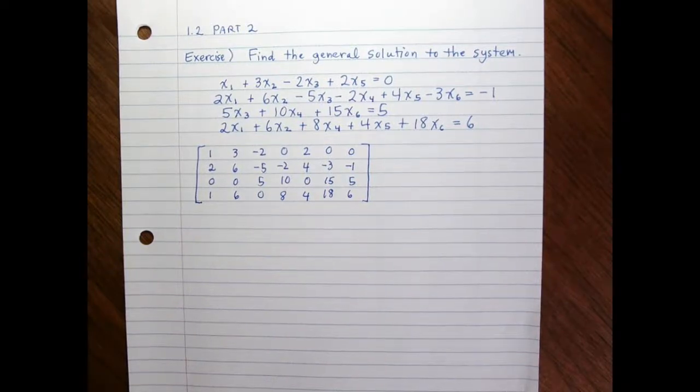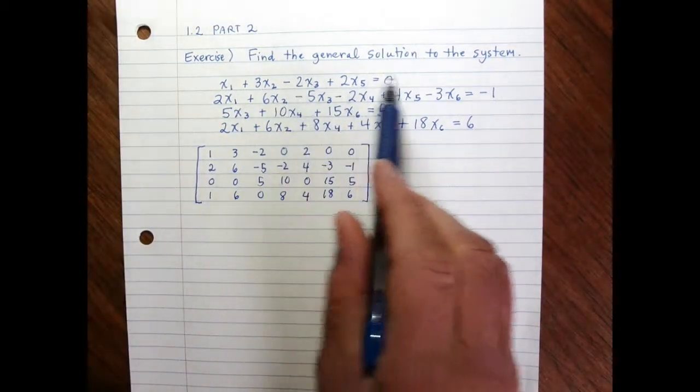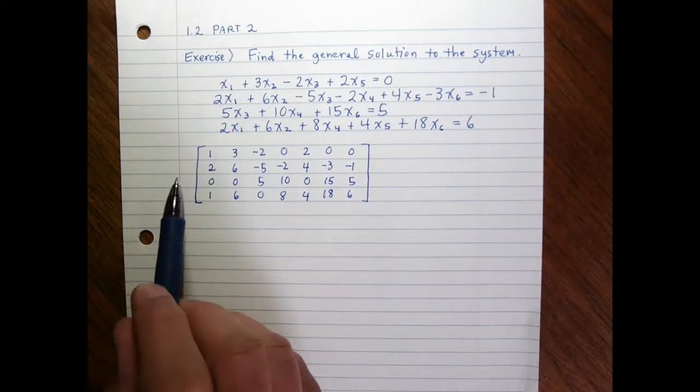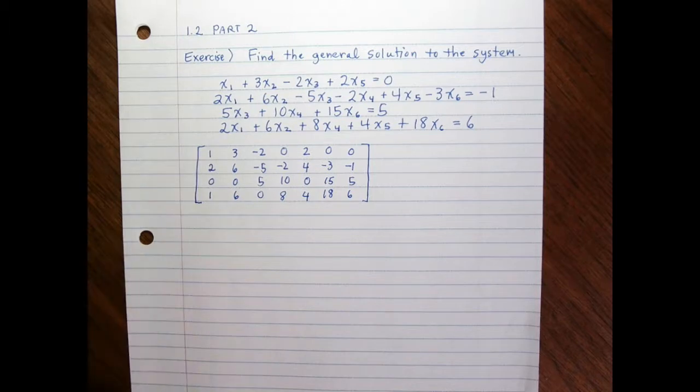So let's go ahead and finish our work on section 1.2. We're going to work through the example that we put on the board at the end of class. We want to find the general solution to a system of equations. The system actually has 6 variables and 4 equations. So a solution would be a value for x1, x2, x3, x4, x5, and x6. A solution would consist of 6 different numbers, right?